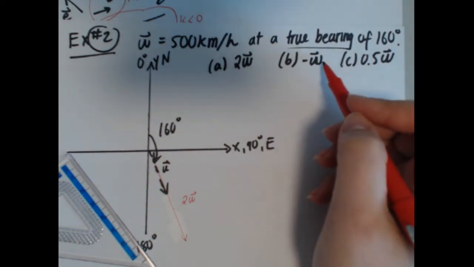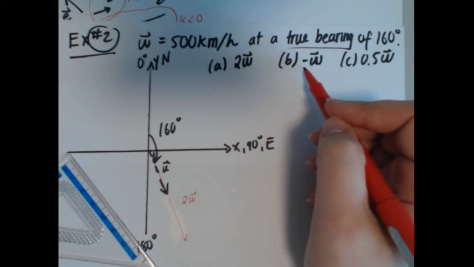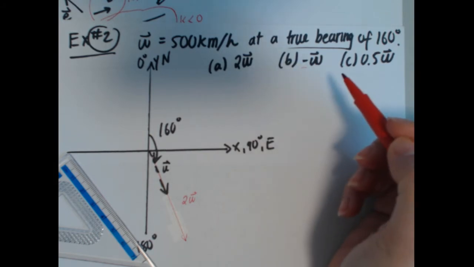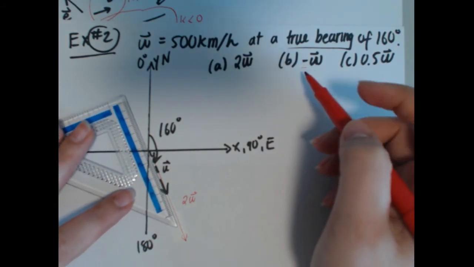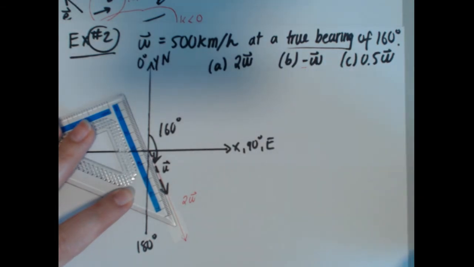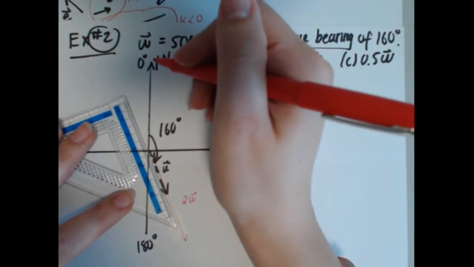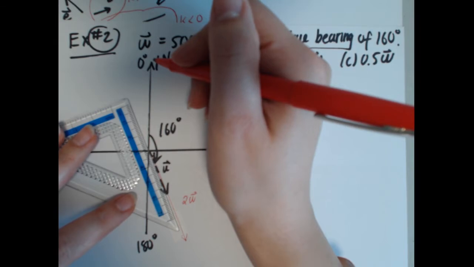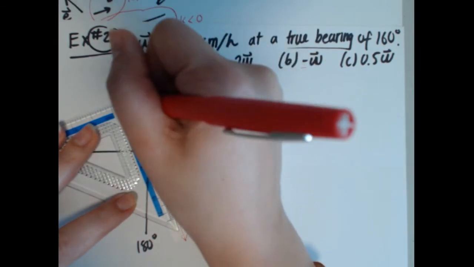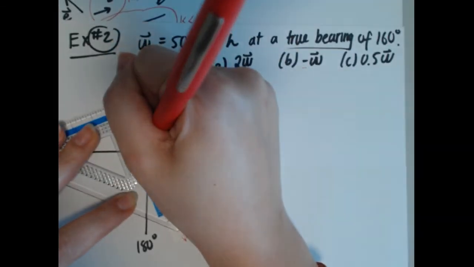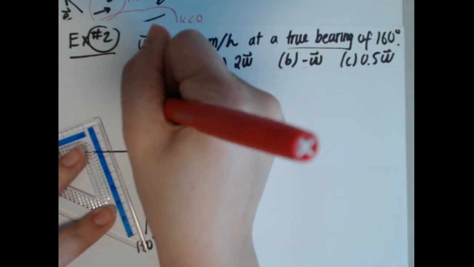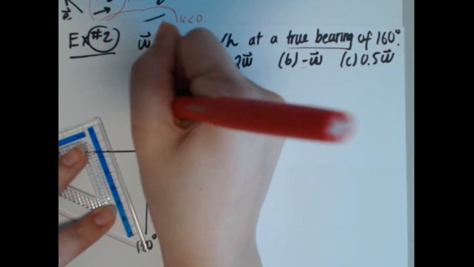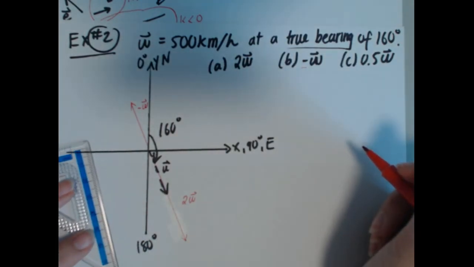All right, -W. Magnitude is the same, but it's going in the opposite direction. So magnitude is 3. To see the opposite direction, just keep your ruler here. I need 3 centimeters in the opposite direction, so I'm going to position my ruler as so. And there we go, there is your -W.